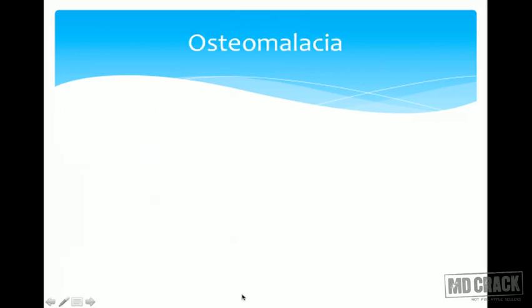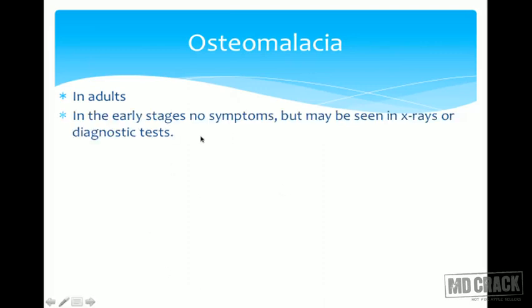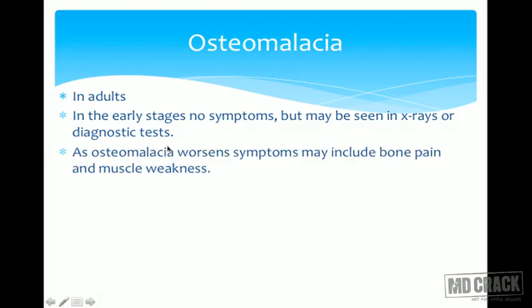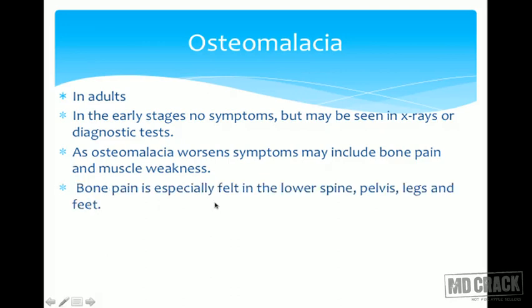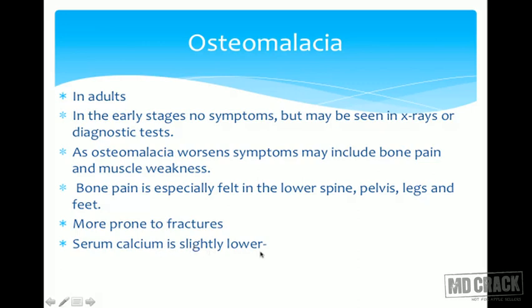Now, osteomalacia is another condition which is usually seen in adults. In the early stages, there are no symptoms of vitamin D deficiency, but it may be seen in X-rays or diagnostic tests for vitamin D. As osteomalacia worsens, symptoms also worsen, and they may include bone pain and muscle weakness. Bone pain is especially felt in the weight-bearing joints, so lower spine, pelvis, legs, and feet, and they are more prone to fractures. Serum calcium may be slightly lower.